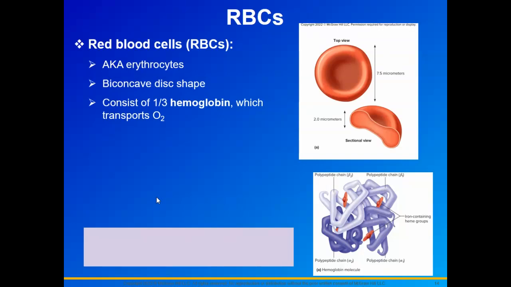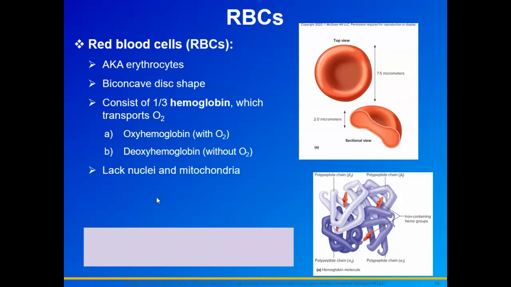All right. So RBCs are going to consist of approximately 1/3 hemoglobin, and that's going to be important for transporting oxygen. Hemoglobin is also going to be a means of helping us transport carbon dioxide as well, but we'll get to that later. All right, so we have a couple of different states, I guess you could call it. We have oxyhemoglobin, and then we also have deoxyhemoglobin. So, yeah, and I'll leave it at that for a second.